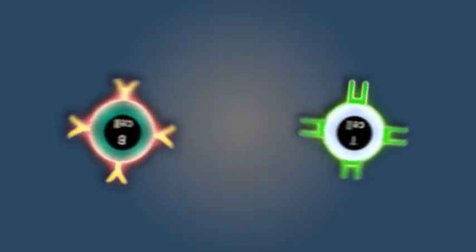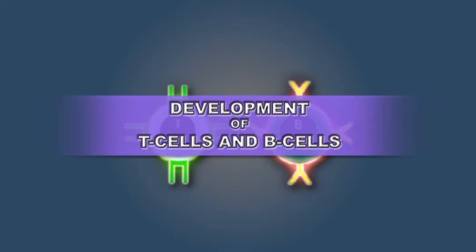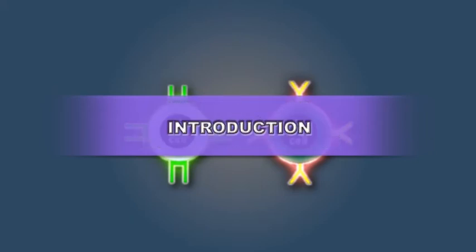Today's topic is development of T cells and B cells. The major cells in the adaptive immunity are the lymphocytes. The lymphocytes include the T cells, B cells, and the natural killer cells.